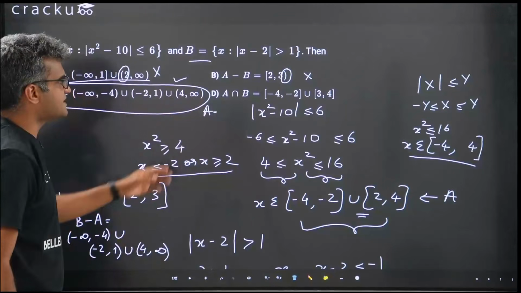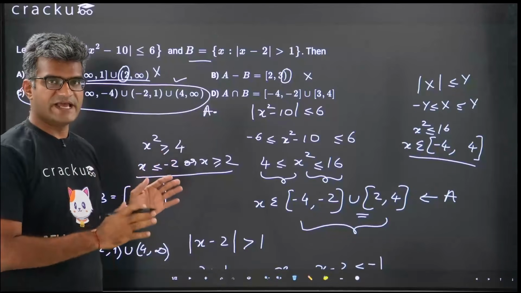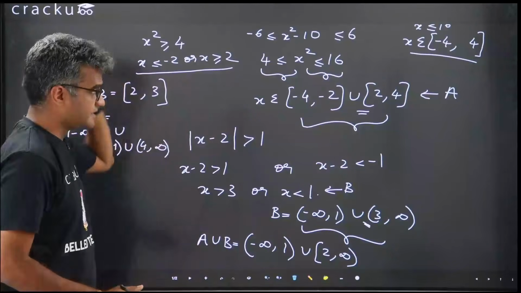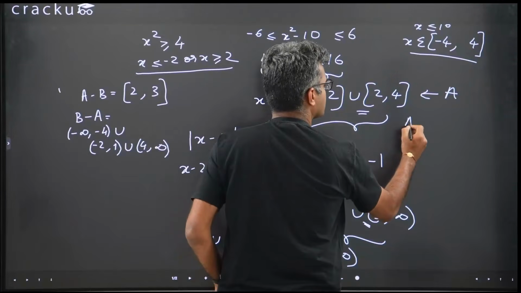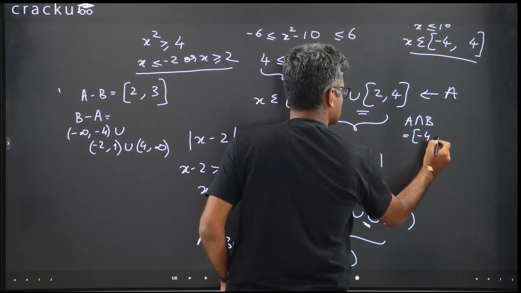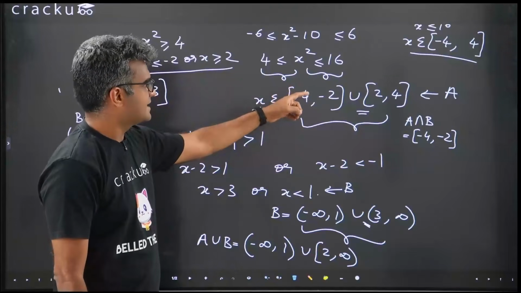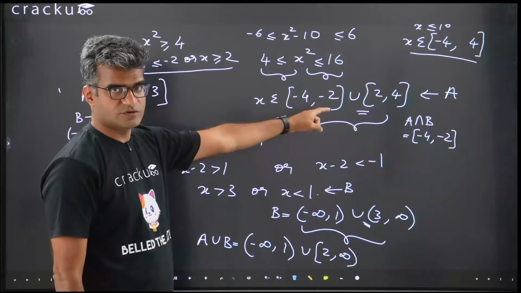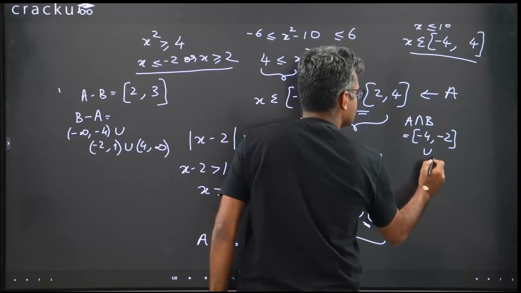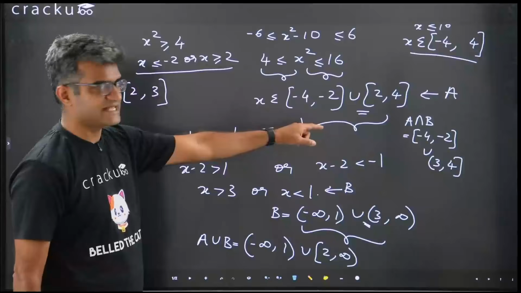Just for the sake of completeness, let us look at option D also, which is a intersection b. So we want elements which are part of both a as well as b. A intersection b will be, this is a and this is b. A intersection b should be part of both a and b. So this will be minus 4 to minus 2. Both of them are part of a, both of them are part of b. In a, we have 2 to 4, both of them included. In b, we have 3 to infinity, 3 is not included. So this will be union 3 to 4. 3 will not be included, but 4 will be included. That is a intersection b.